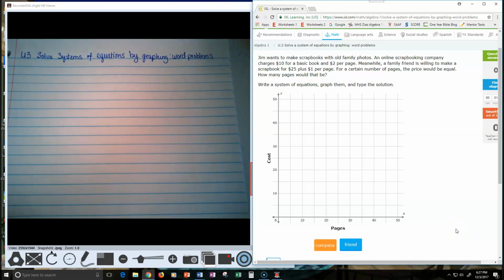Here we are with U3, solve a system of equations by graphing. This time we're going to take our information from word problems. Guys, do not freak out. You can do this. You've been doing this.